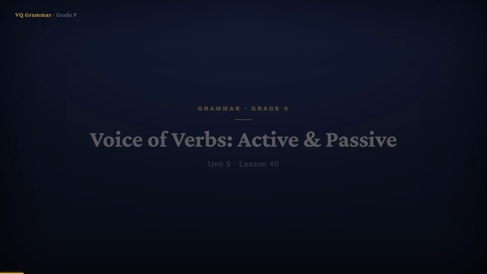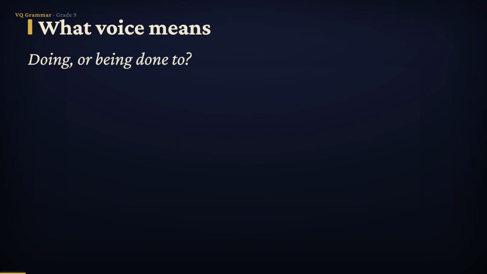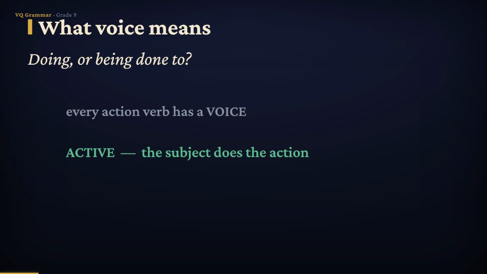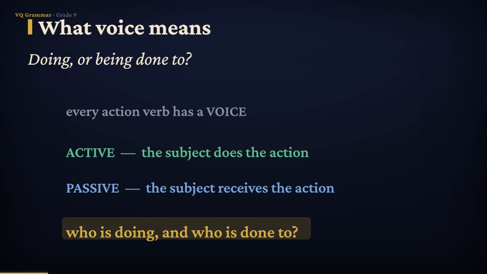Let's dig in. Let's start with a simple but powerful idea. Every action verb has something called voice. Voice tells you about the subject of the sentence. Is the subject doing the action, or is the action being done to it? When the subject does the action, we call that the active voice. When the subject receives the action instead, we call that the passive voice. So the whole question of voice comes down to this. In a given sentence, who is doing the action and who is getting acted upon?